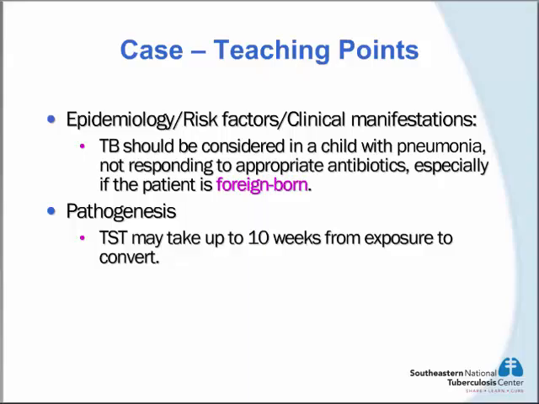First of all, just a reminder about the epidemiology and risk factors. So TB should be considered in a child with pneumonia that is not responding to appropriate antibiotics, especially if the patient is foreign-born. So there should be a red light in there just because they're foreign-born. Remember that in regards to pathogenesis, it may take up to 10 weeks from exposure to show a positive PPD.